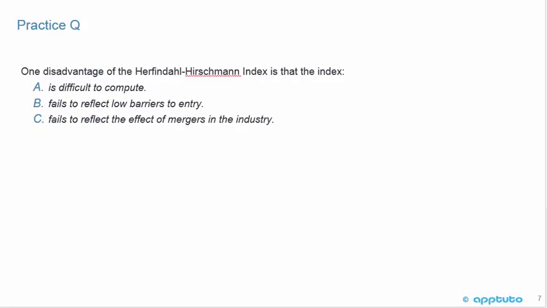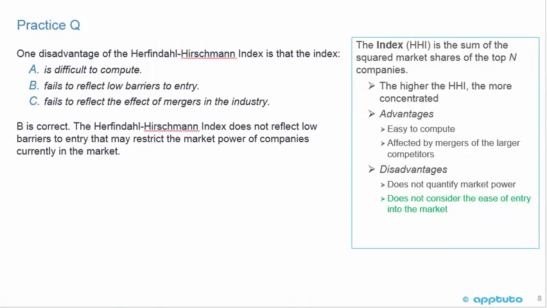Another quick practice question. One advantage of the Herfindahl-Hirschman index is that the index A is difficult to compute, B fails to reflect low barriers to entry, or C fails to reflect the effect of mergers in the industry. The correct answer is B.